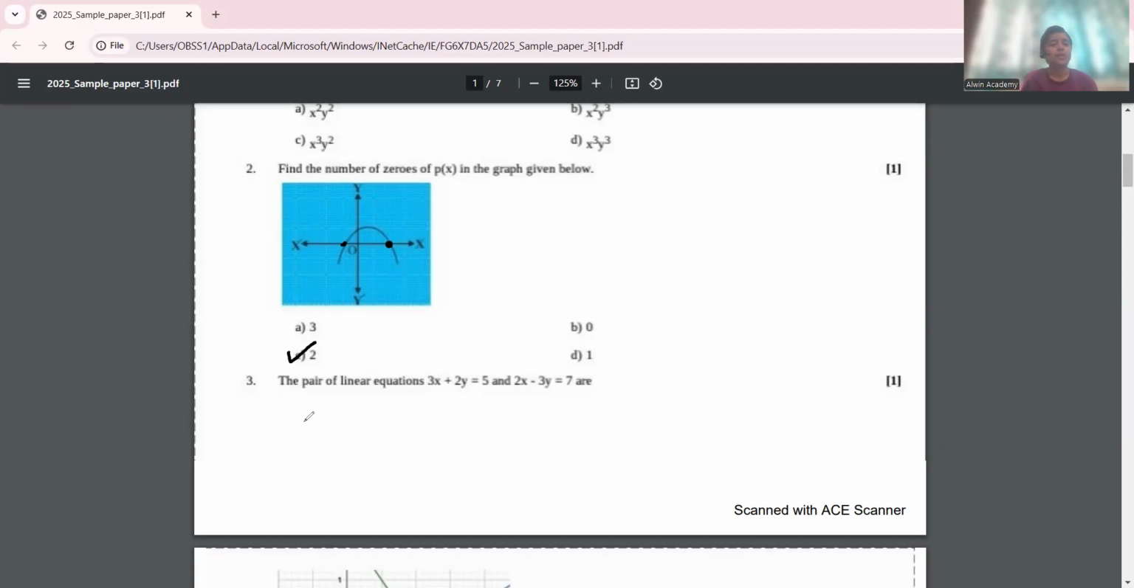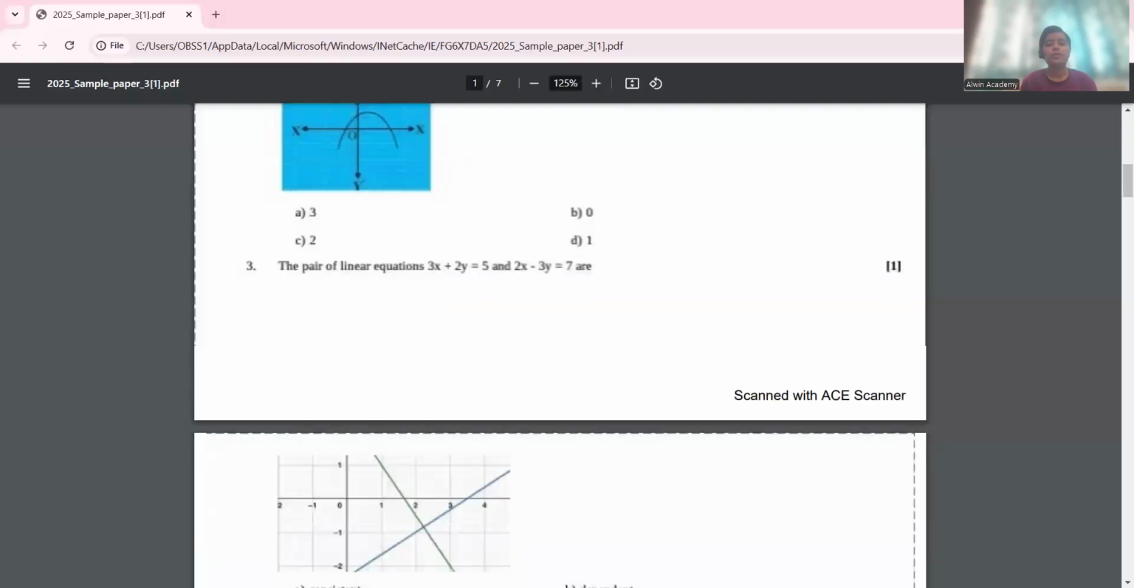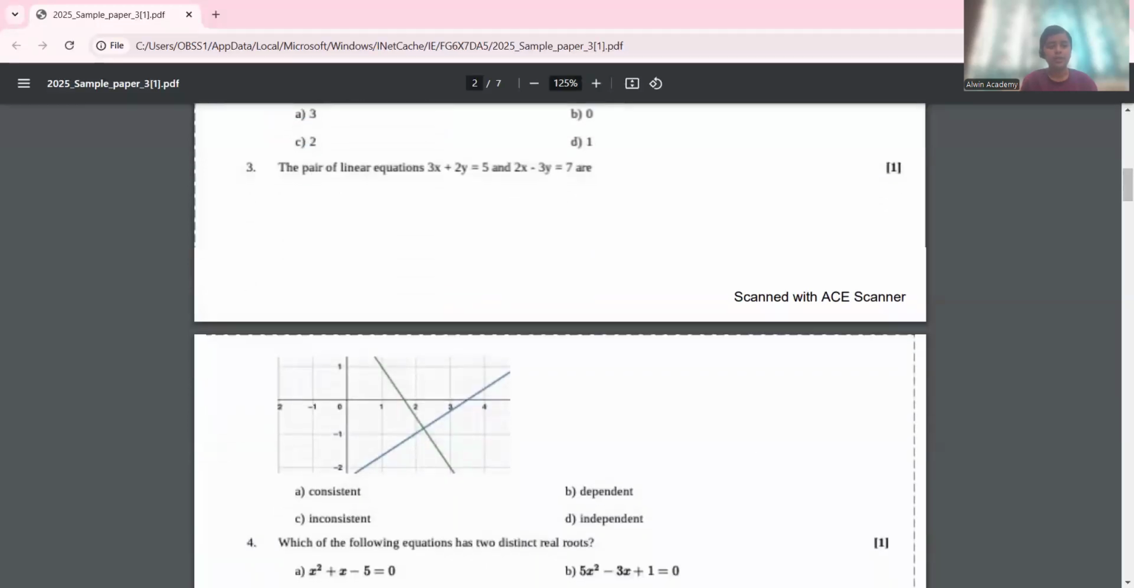Moving to the next question, the pair of linear equations. Now we can check this out by the a1 by a2, b1 by b2, c1 by c2 method, but actually we're given the graph here, so we can understand that these are intersecting lines and intersecting lines are always consistent. So the answer is option number A. Moving to the next question.